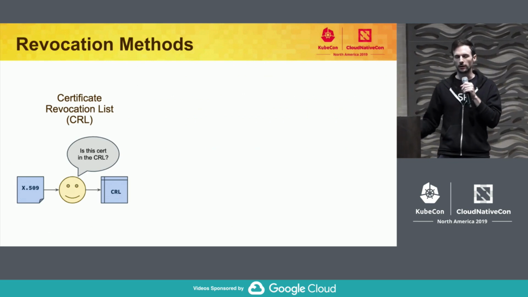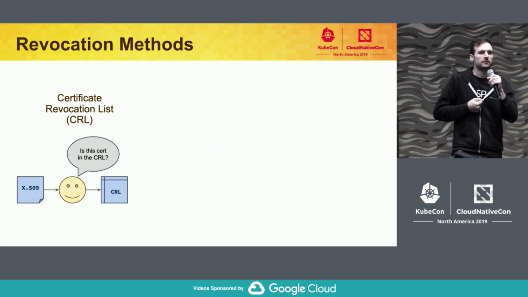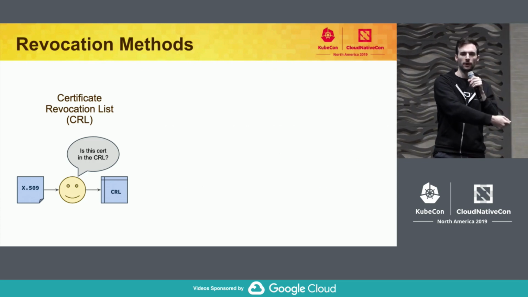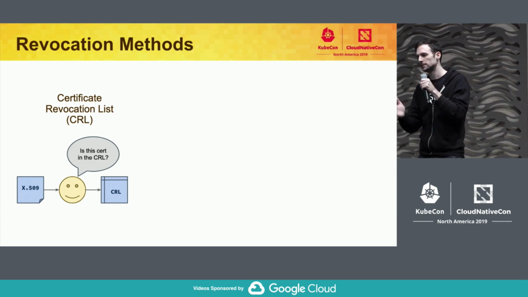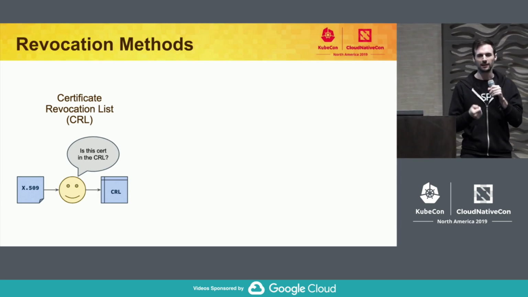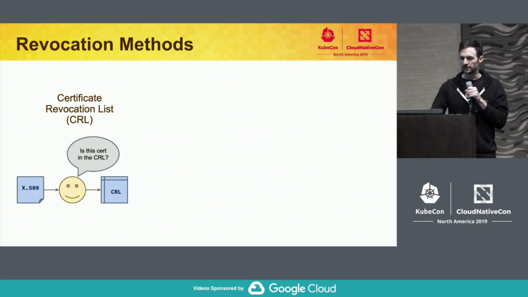There's this thing called a CRL, Certificate Revocation List. I receive a certificate and I want to know, is it valid? I consult with my CRL. This has some problems. The list doesn't really scale that well. There's problems with stale data, implementation difficulty of this thing.